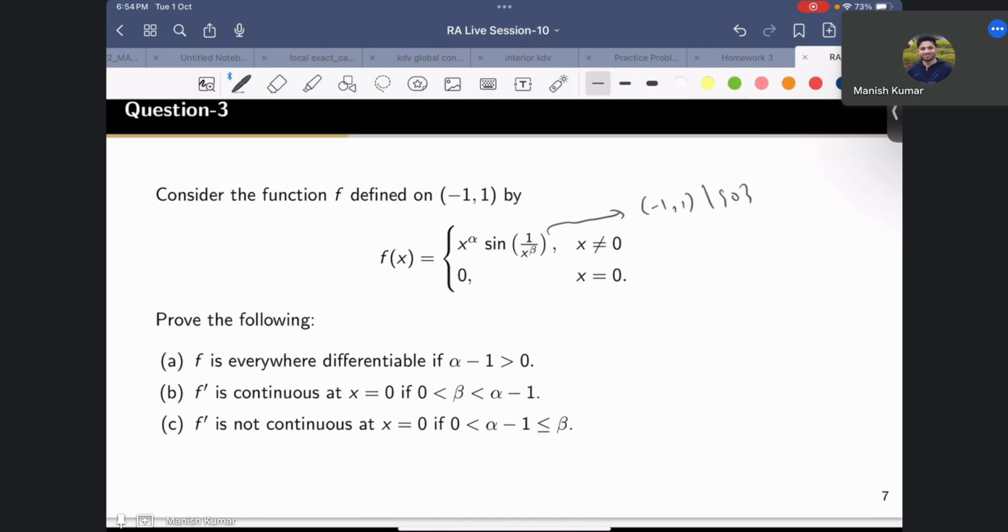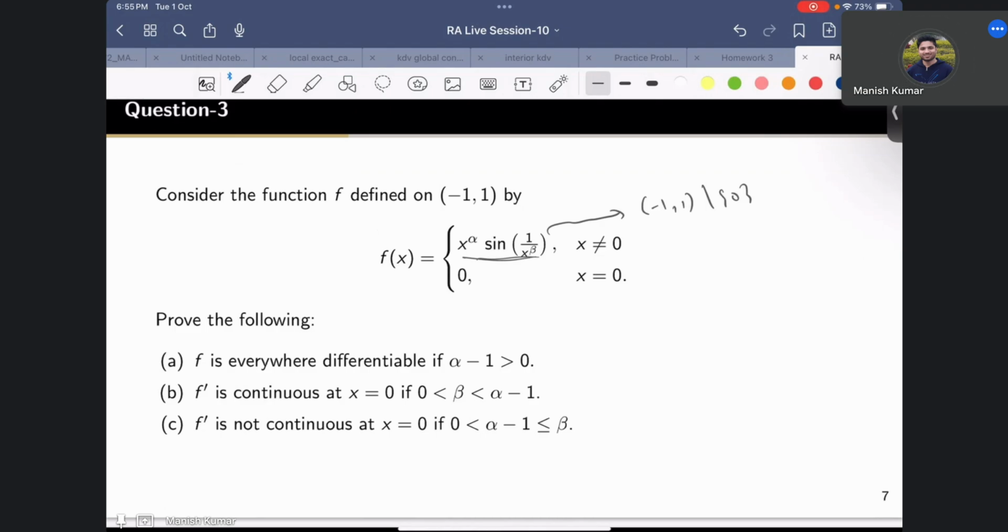So the only problematic point is 0. Except 0, it seems that it's differentiable everywhere, right? Because it's just a polynomial function with sine. I know both of them are differentiable, so the product would be differentiable. Okay, that is not an issue. The main problem is at 0. So for 0 we have to check whether it is differentiable or not.